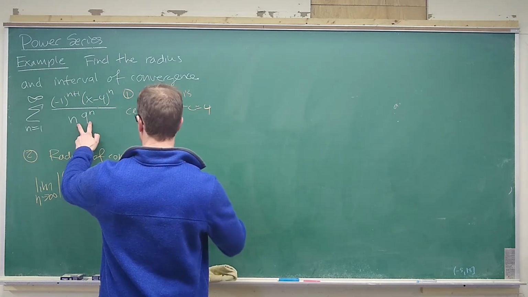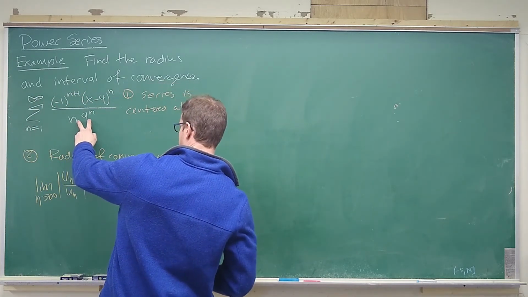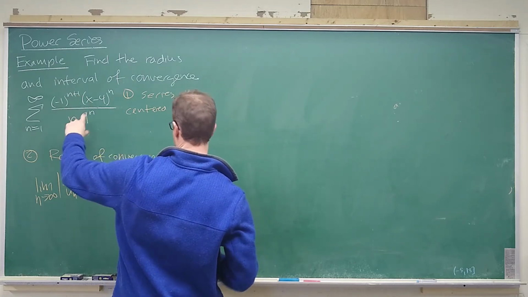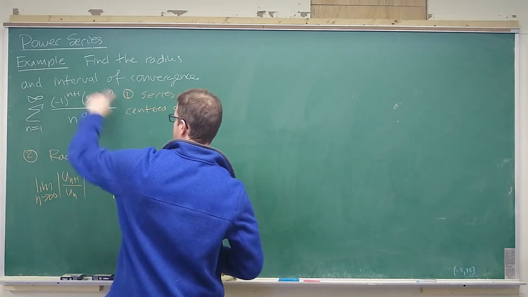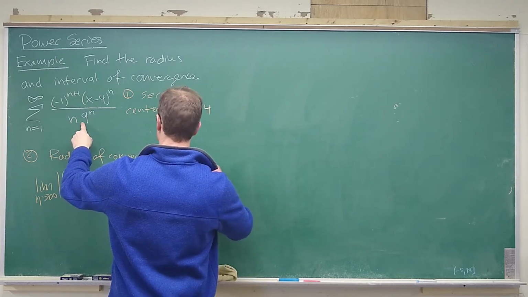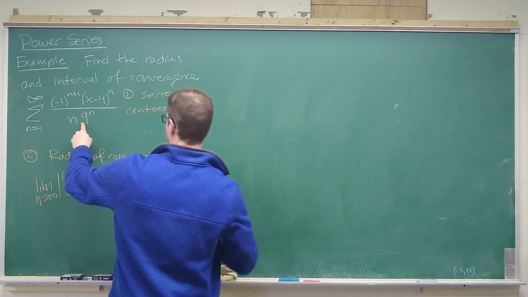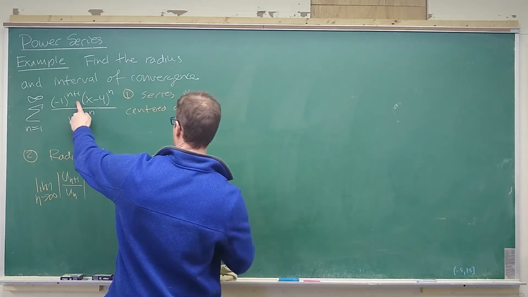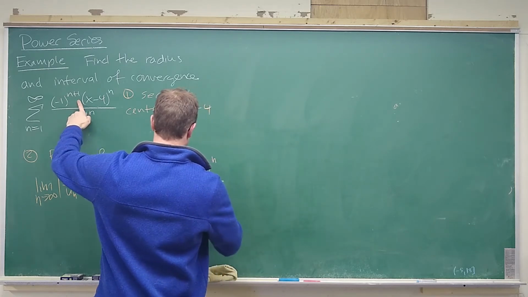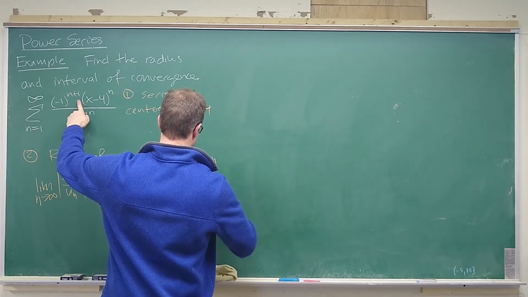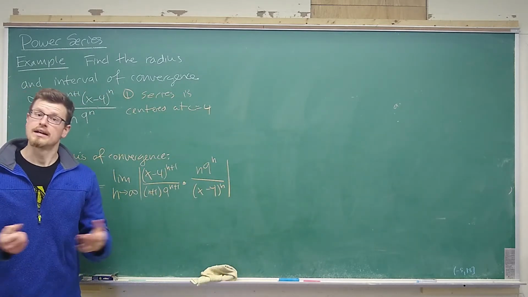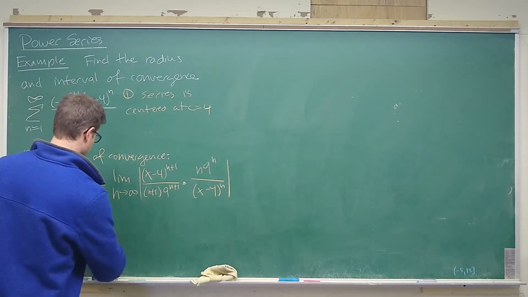So the denominator of that, the entire thing, I'm going to write on top: n times 9 to the n. And I'm going to write this on bottom, again ignoring the negative 1, that's not going to do anything. So x minus 4 to the n. Excellent. So now I can do a little bit of simplification.